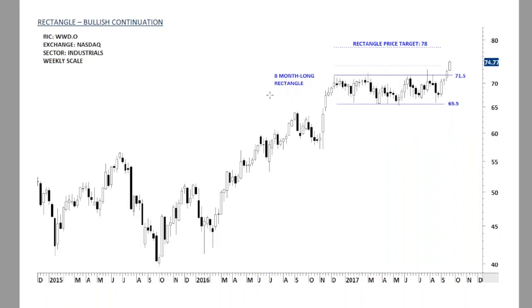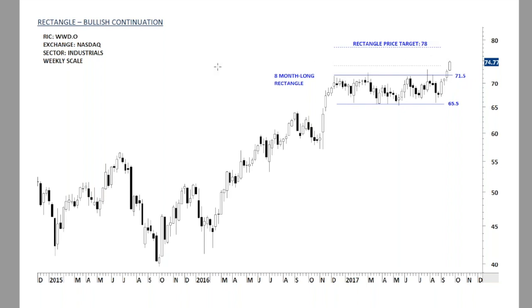Now we move to the rectangles. Rectangles are my favorite chart pattern. Woodward, a NASDAQ listed industrial company, formed an 8-month-long rectangle. The upper boundary was tested several times. I like these type of setups. And now here, for the past 2 weeks, there's an attempt to clear the resistance at 71.5. Our price target is at 78.